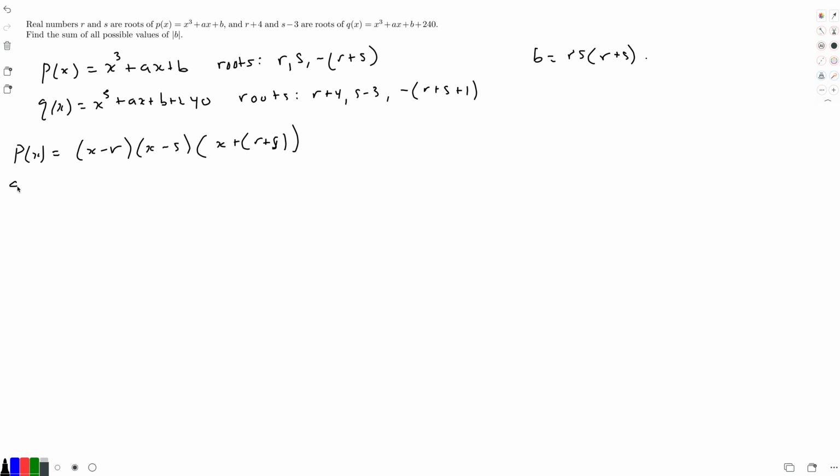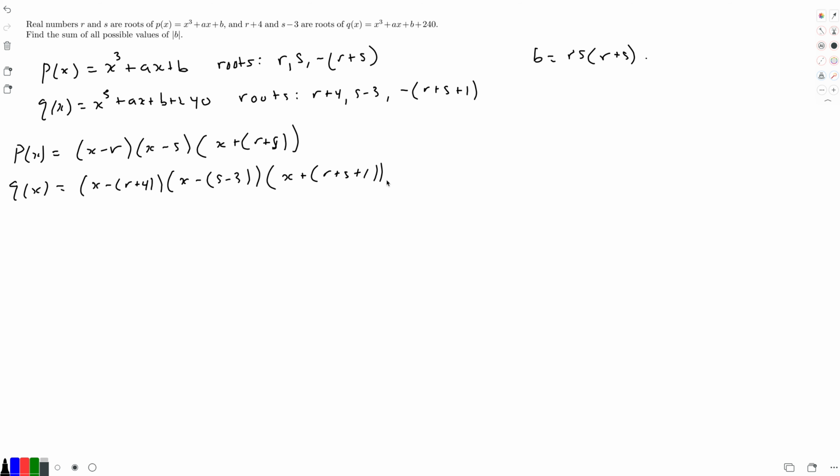(x minus r) times (x minus s) times (x plus r plus s). And then q(x) can be expressed as (x minus (r plus 4)), (x minus (s minus 3)), and then (x plus r plus s plus 1).